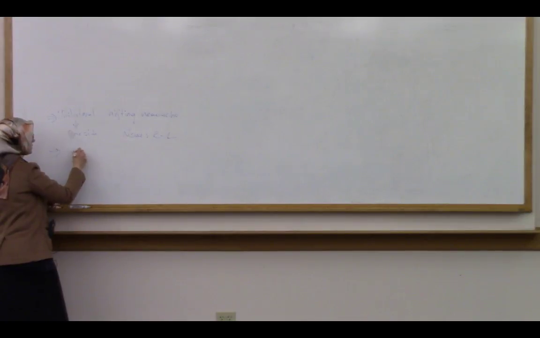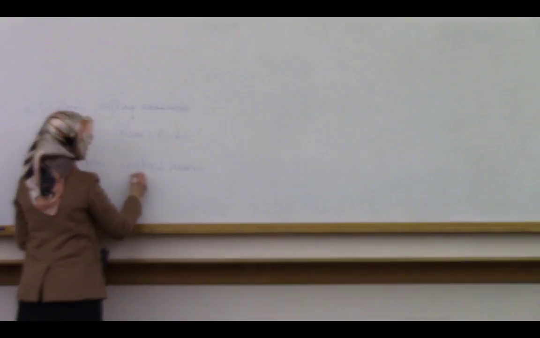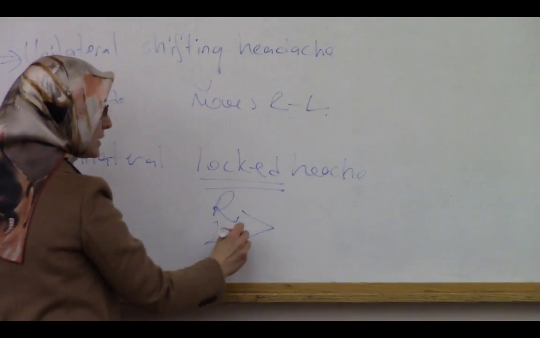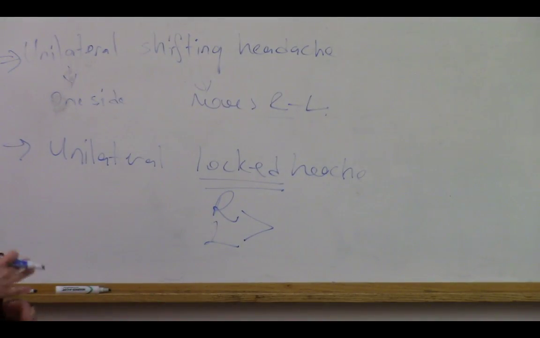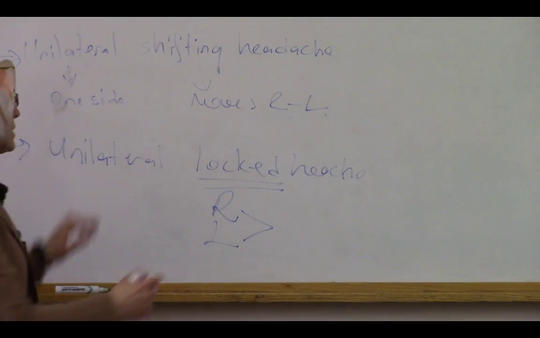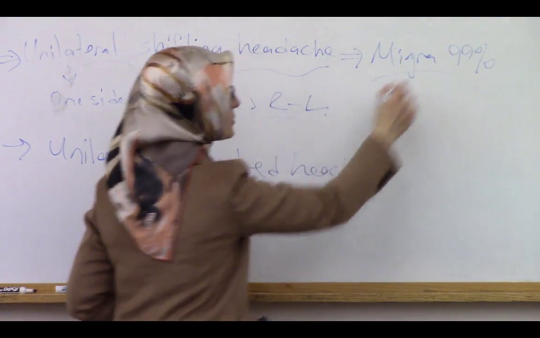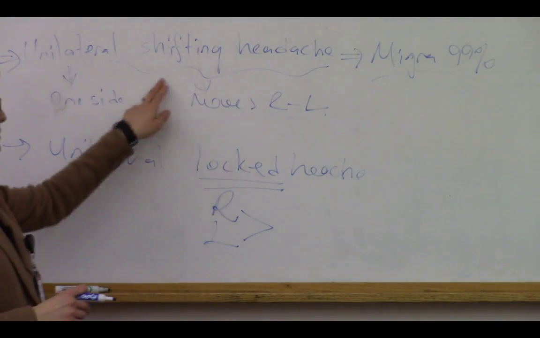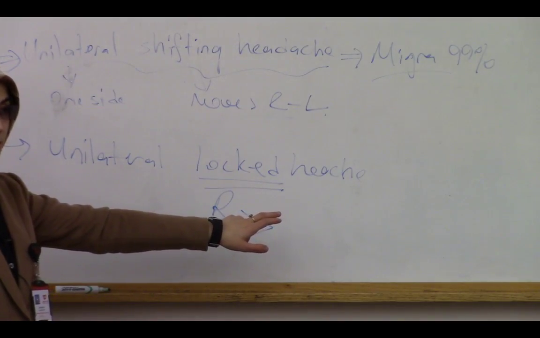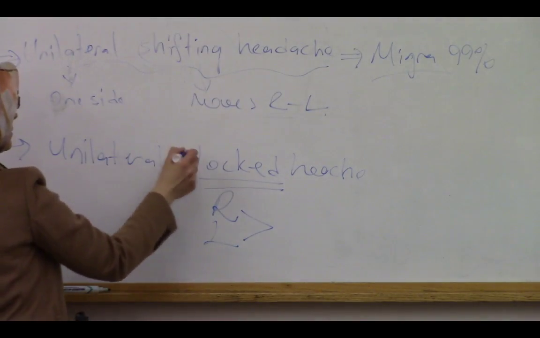But when we say unilateral locked headache, it's either on the right side or on the left side, and it doesn't move. If a person has a headache on the right side, it's on the right side for 20 years, 30 years. It doesn't move. Or it's on the right side for a year, and on the left side for the second year. For that year, it's locked to the right side; for the second year, it's locked to the left side. Migraine is defined as a unilateral shifting headache, more than 99%. If a headache becomes a unilateral locked headache, we always think something else is going on. Maybe it's not migraine, maybe something else, like a structural disease. So that's one terminology that will be important.